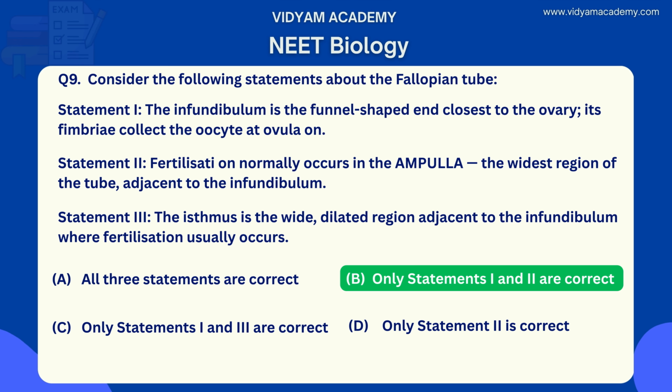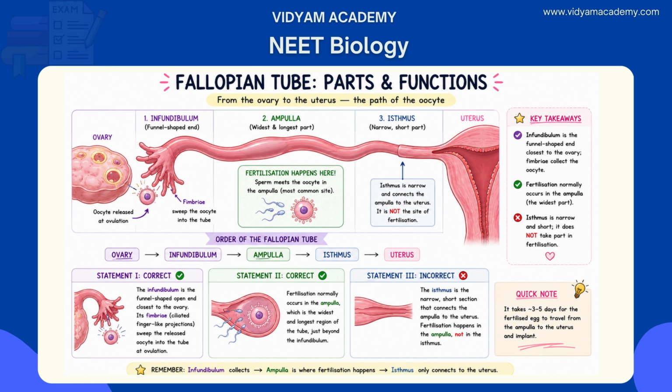Let's see why 3 is wrong and why 1 and 2 are right. Statement 1 is right because the infundibulum is the funnel-shaped open end of the fallopian tube that sits closest to the ovary, and its fimbriae sweep the released oocyte from the ovarian surface into the tube at ovulation. That's why statement 1 is absolutely correct. Statement 2 is also correct because fertilization takes place just beyond the infundibulum, where the oocyte and sperm meet.